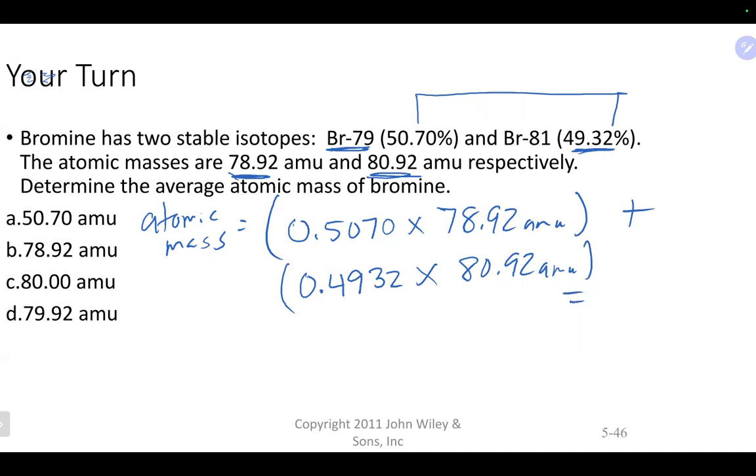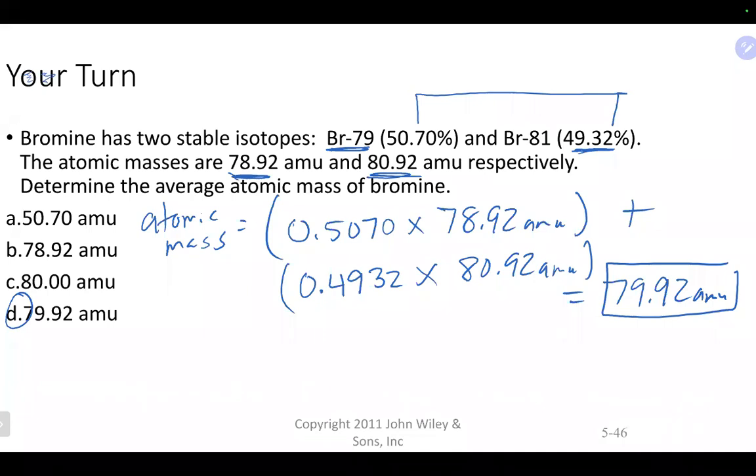And looks like here 79.92 AMU is what we're looking at. So it looks like maybe D would be the right one there. Any questions on that there? Again, if you look at the periodic table under bromine, it's about 79.90. So again, with rounding and stuff like that is pretty much how we get to those numbers that we see on the periodic table. Any question on atomic mass here?